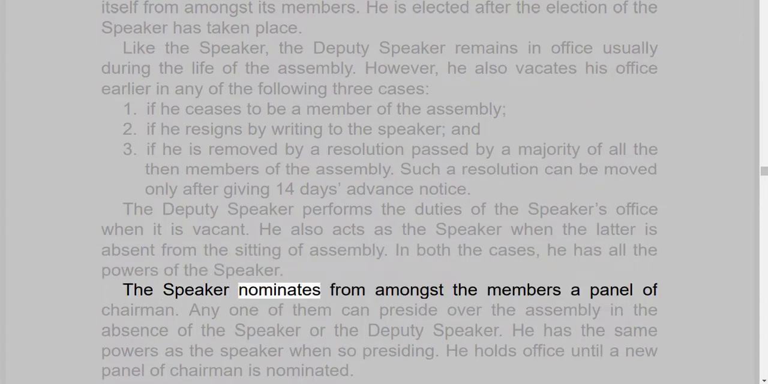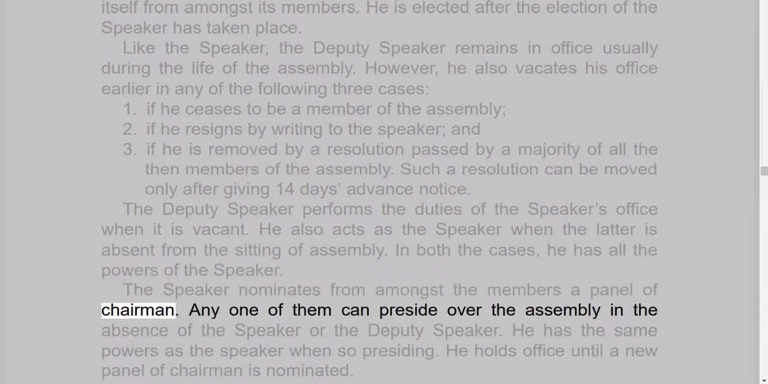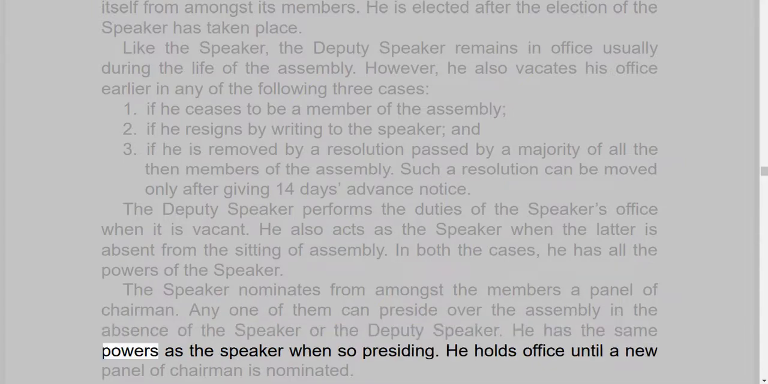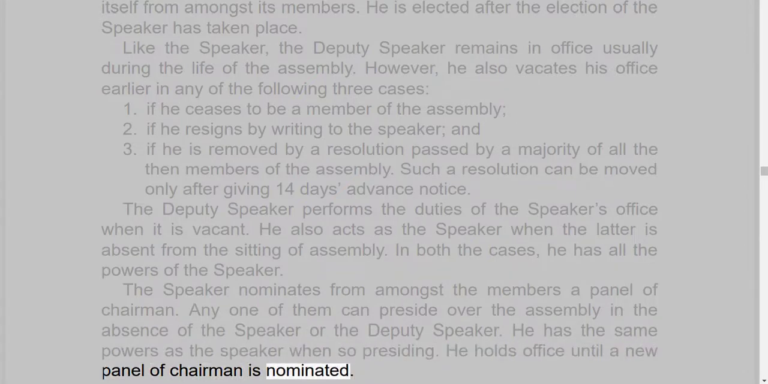The Speaker nominates from amongst the members a panel of chairmen. Any one of them can preside over the Assembly in the absence of the Speaker or the Deputy Speaker. He has the same powers as the Speaker when so presiding. He holds office until a new panel of chairmen is nominated.